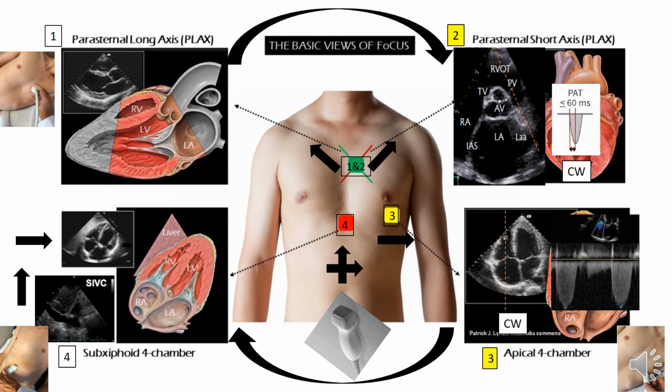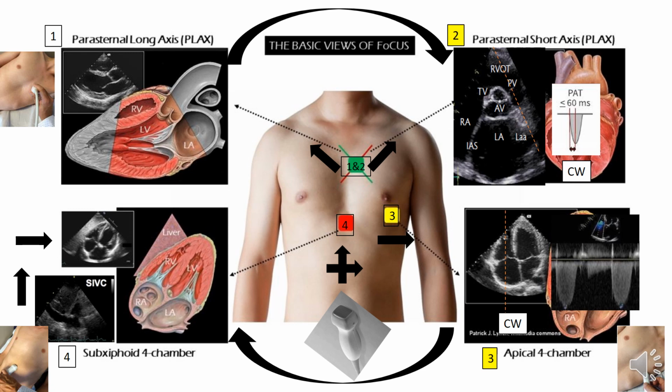So back to the algorithm that we move along. The first position, we put the probe at the left parasternal space, the probe directed towards the right shoulder. We get this view. We can catch an RV dilatation also at this view.